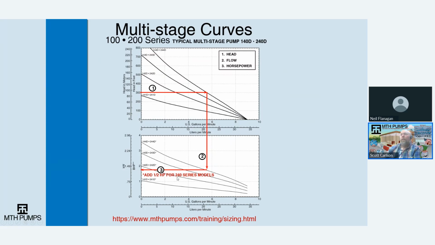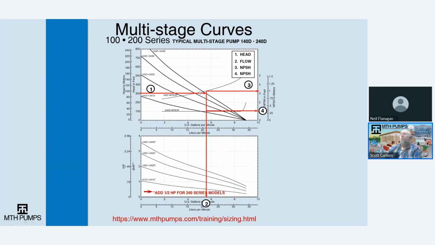And if you do add the 200 series inducer to lower that NPSH, it will require a 0.5 horsepower more to drive that impeller so that it works properly. So you would have to add a 0.5 horsepower to that. So in that case, you would actually have to go up to a 3 horsepower with this if you were to put that inducer on.